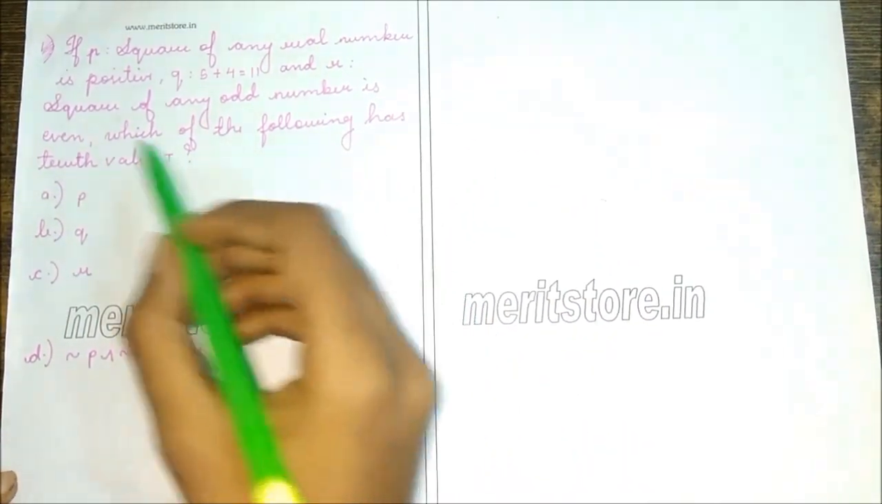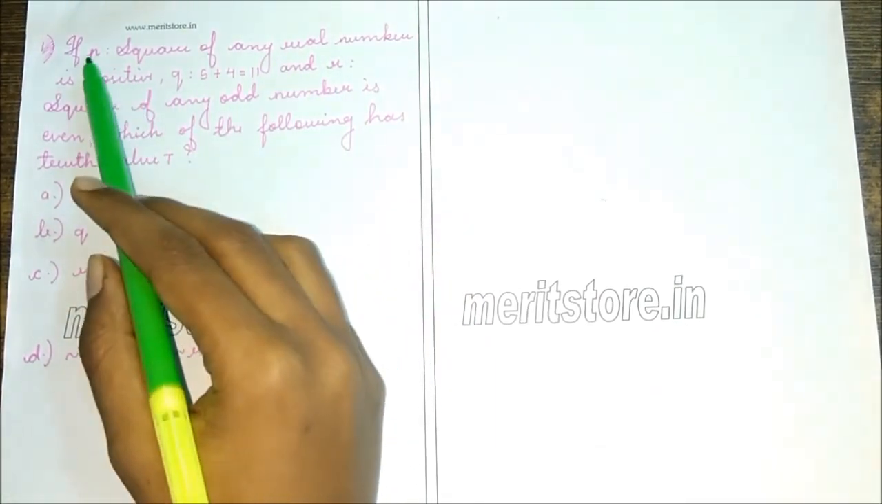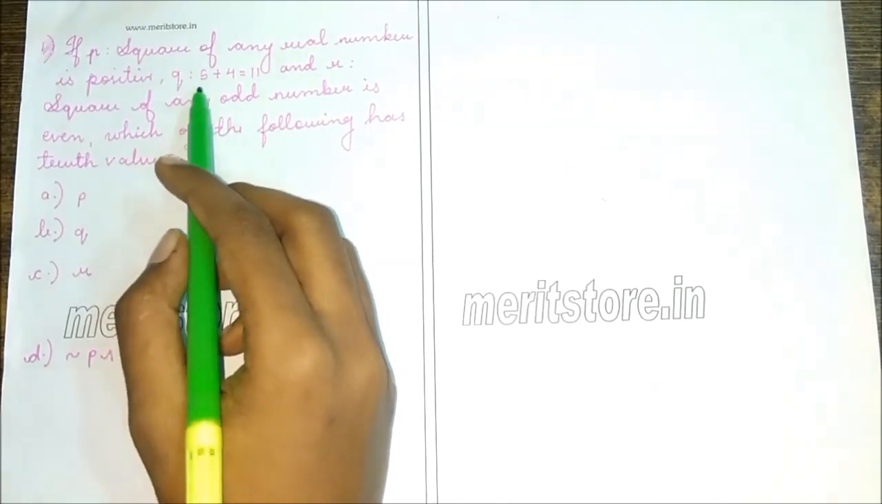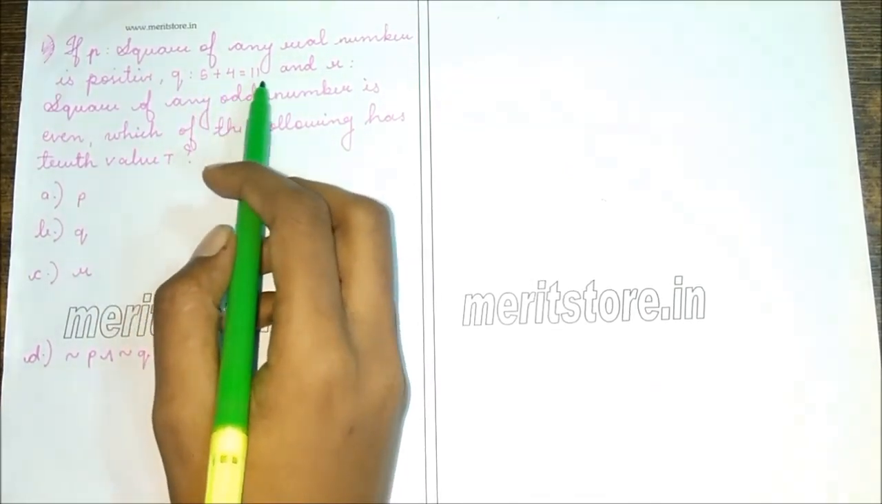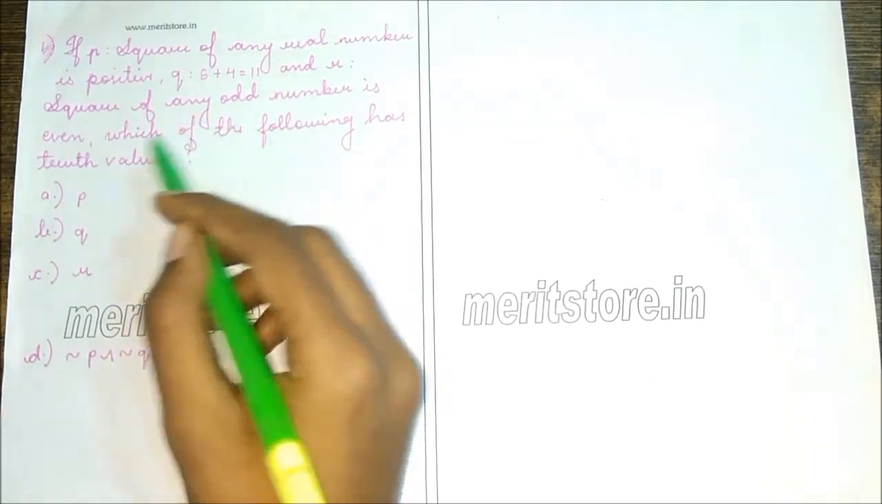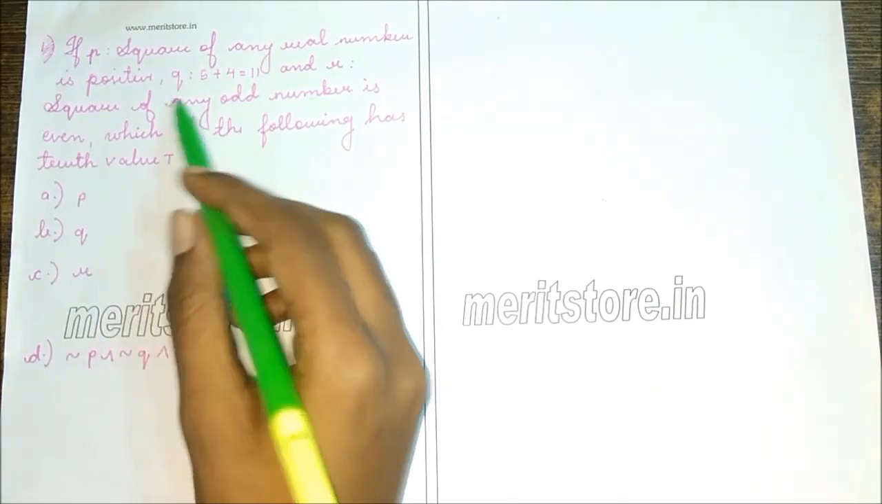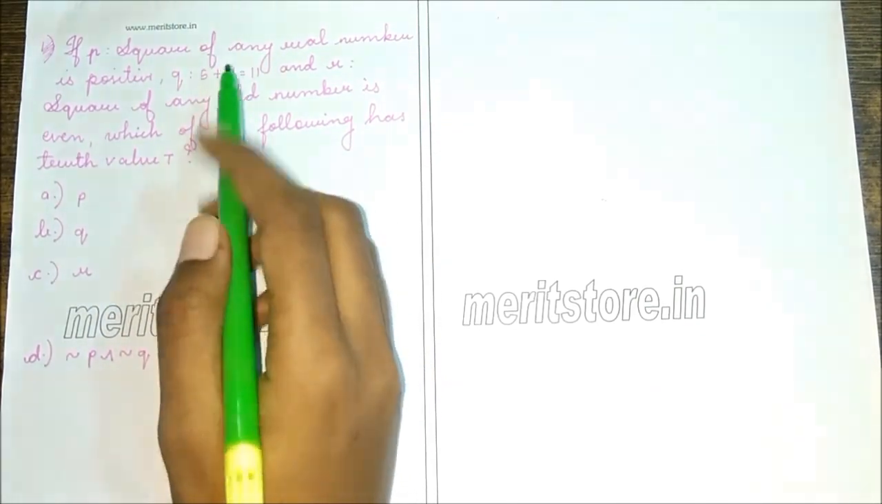So now the question is, statement P is: square of any real number is positive. Statement Q is 5 plus 4 equals 11. And statement R is square of any odd number is even. So which of the following has a truth value T? We have to find which among these statements has a truth value.